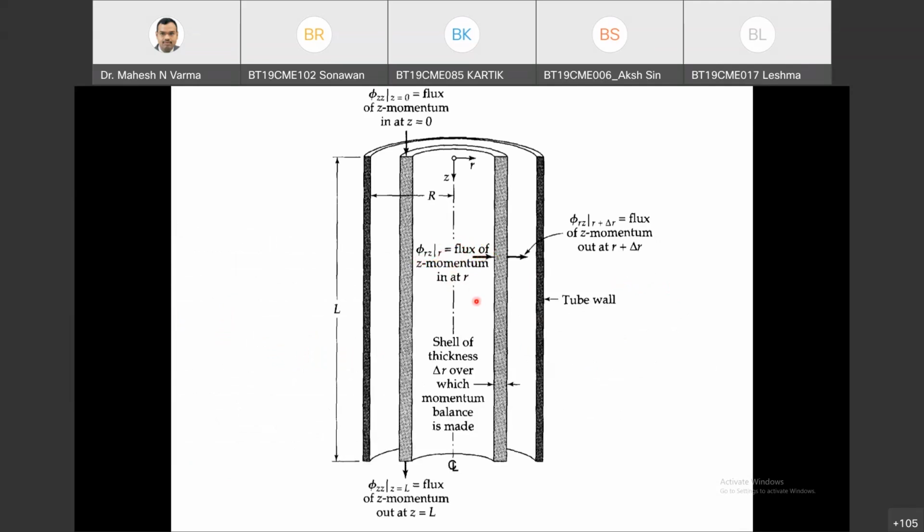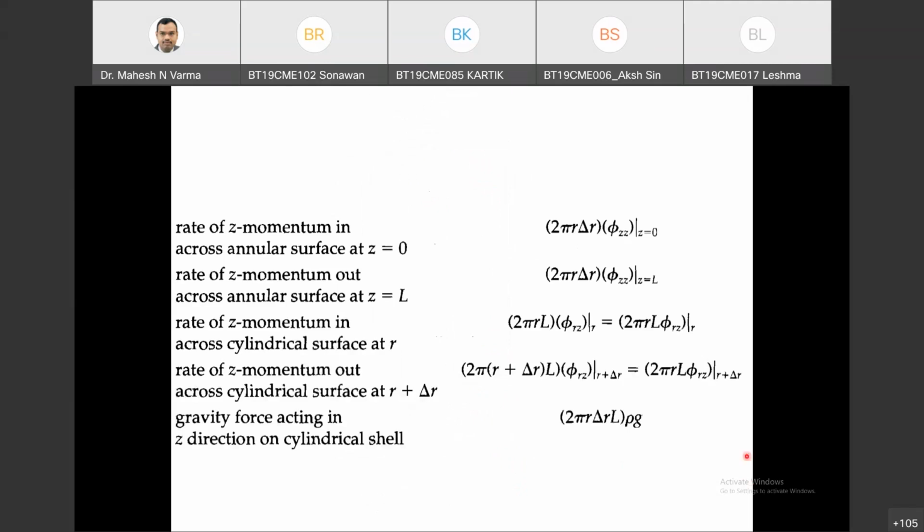Okay, that will be multiplied by surface area, which will be 2 pi r. That is 2 pi r into L, so that will be the inside surface area. So 2 pi r into L, pi rz estimated at r. This is the rate of z momentum in across the cylinder at surface r.